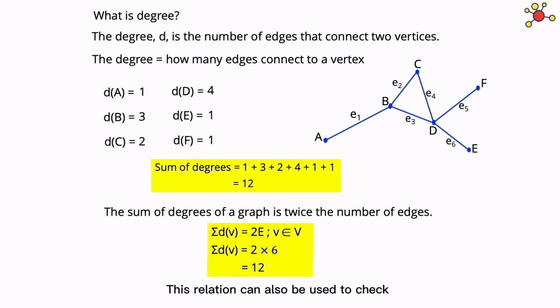This relation can also be used to check if a graph is possible to be drawn based on the degrees of the vertices. If we add up all the individual degrees of the vertices and get an even number, a multiple of 2, then the graph can be drawn. But if we get an odd number, that is not a multiple of 2, then the graph cannot be drawn. This relationship must be true for all graphs.